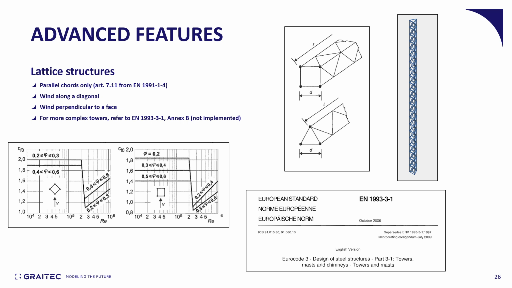Advanced Design can also handle some lattice structures, and these are the ones with parallel chords only, like this one, square or rectangular, or this one, triangular. In this case, the wind will be generated along a diagonal and then perpendicular to a face. But should you have a more complex tower shape, we are supposed to refer to Eurocode 3 part 3.1 in Annex B. Unfortunately, this part is not implemented yet in Advanced Design. So keep in mind that this lattice structures feature is only meant for members with parallel chords at the moment.